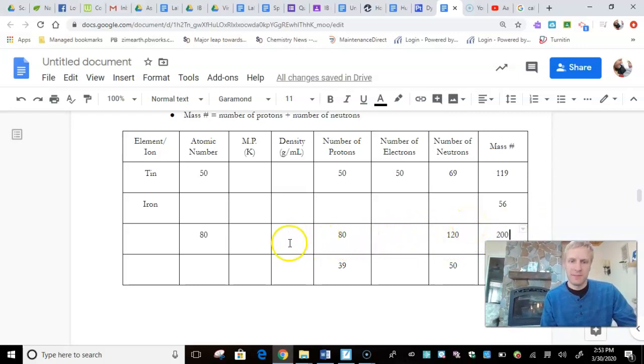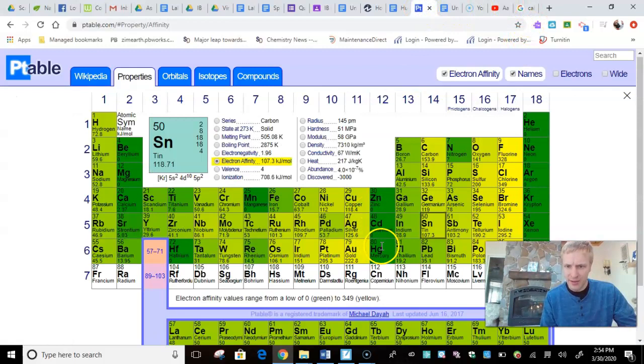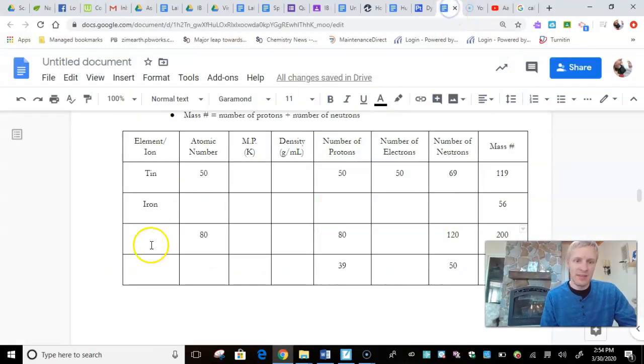Alright. So then, if my atomic number is 80, I can look at the periodic table, okay, right there, mercury is 80 right there. So Hg is my element, or mercury.